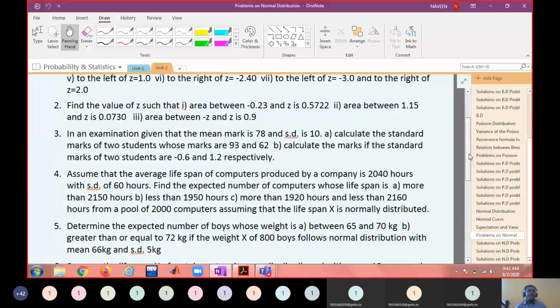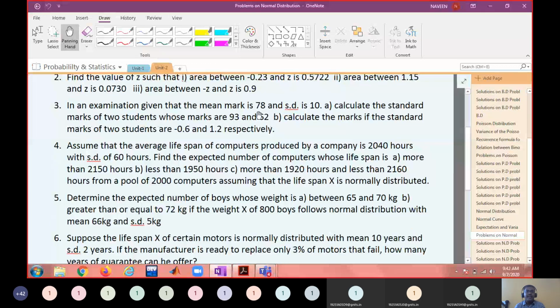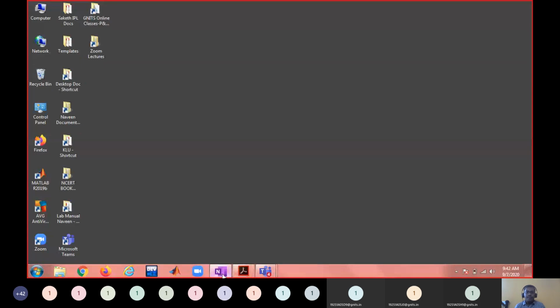Did you copy the third problem? Okay, I think I have shared these problems earlier. If not, let's quickly go through. It is given that in an examination, the mean mark is 78 and the standard deviation is 10. Calculate the standard marks of the two students whose marks are 93 and 62. Okay, so you're asked to find the standard marks. Mean and standard deviation are given. So what is given?